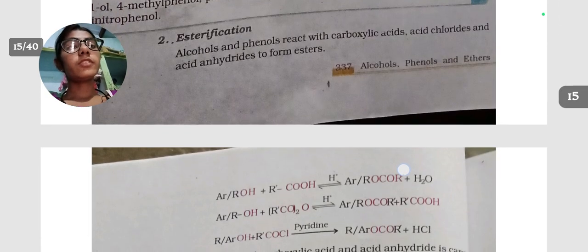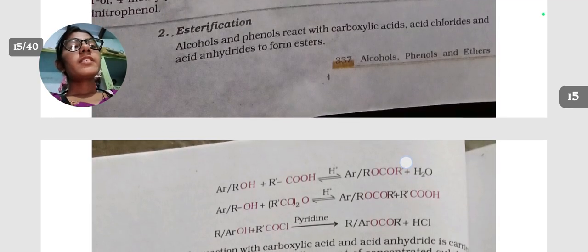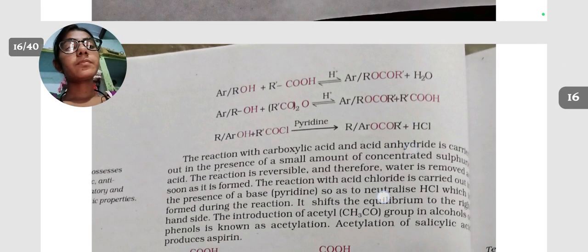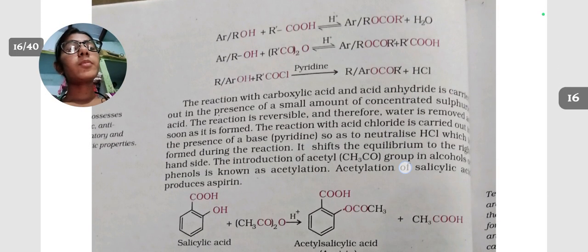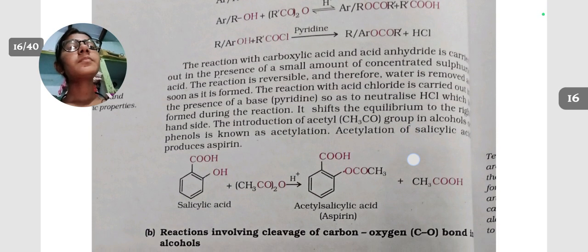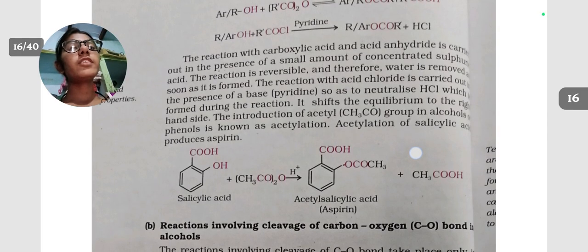Let us now look at esterification. Alcohols and phenols react with carboxylic acids, acid chlorides, and acid anhydrides to form esters. The reaction of alcohol with a carboxylic acid is carried out in the presence of a small amount of concentrated sulfuric acid. The reaction is reversible, and therefore water is removed as soon as it is formed.